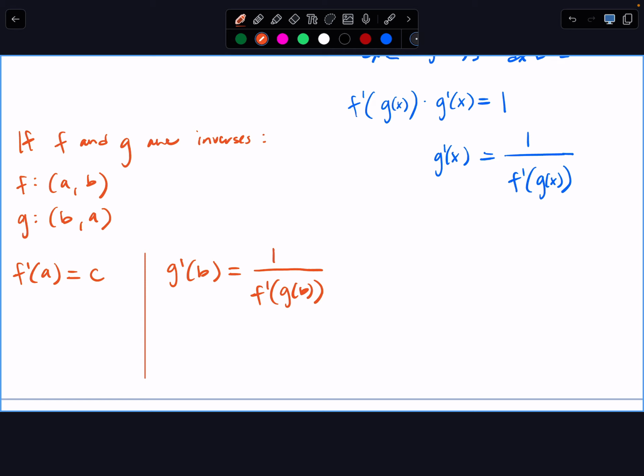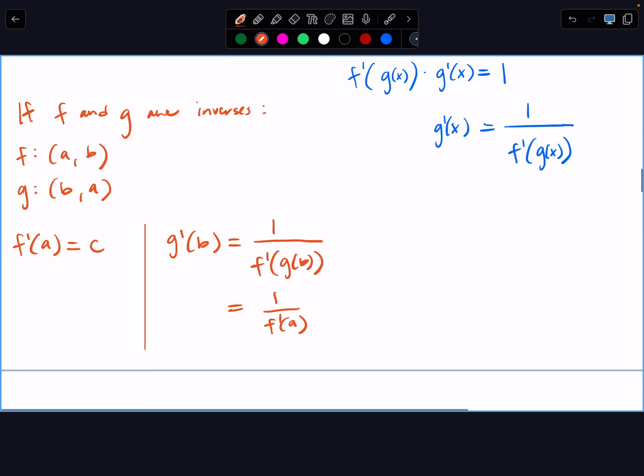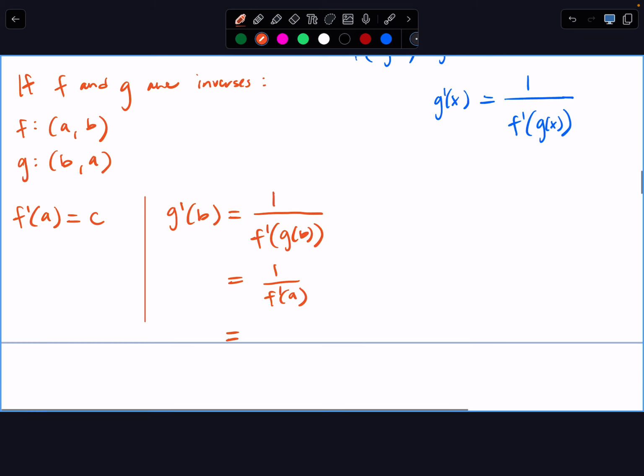What is g of b? A. And what's f prime of a? C. Intriguing.